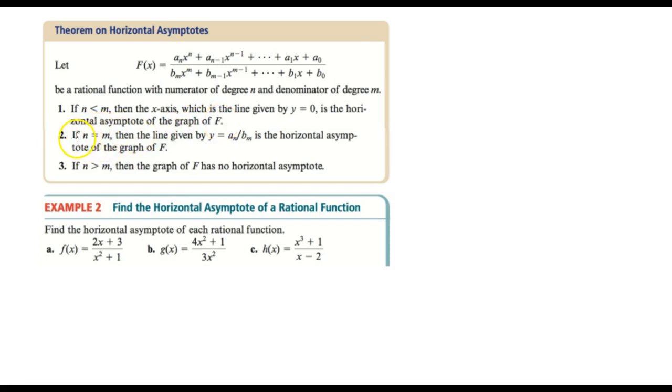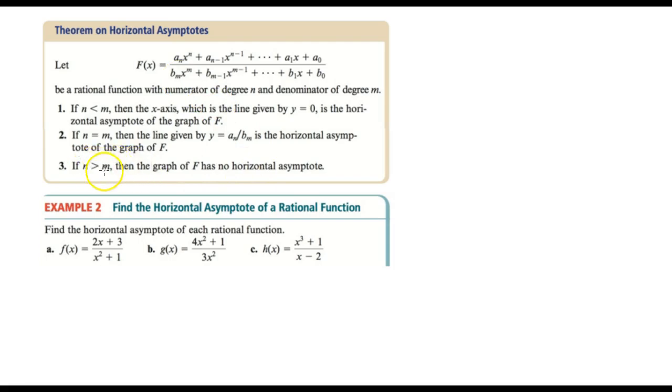We'll check this out. And then also, if n is equal to m, meaning the degree of the numerator is equal to the degree of the denominator, then the line a sub n, meaning the coefficient of the leading term of the numerator, divided by the leading coefficient of the denominator, b sub m, is the horizontal asymptote of the graph of f. So we'll look at that ratio, a_n divided by b_m.